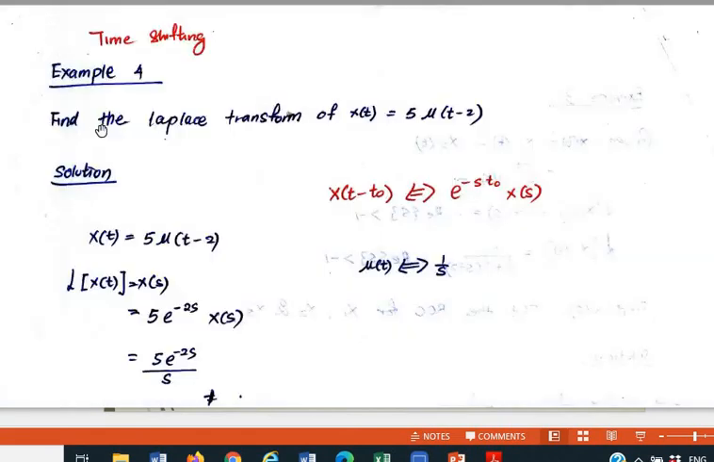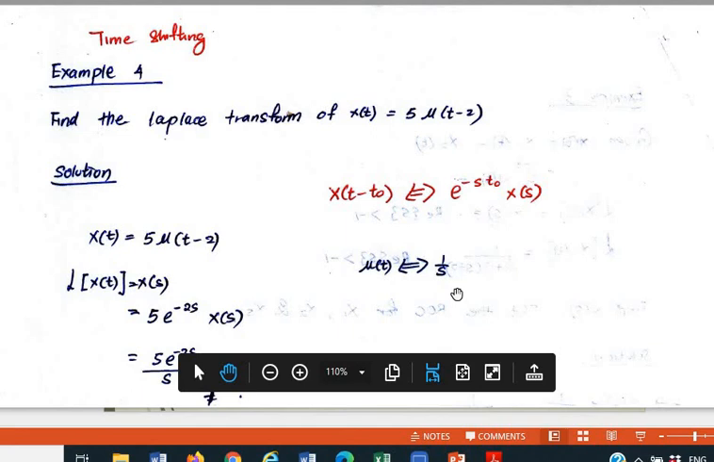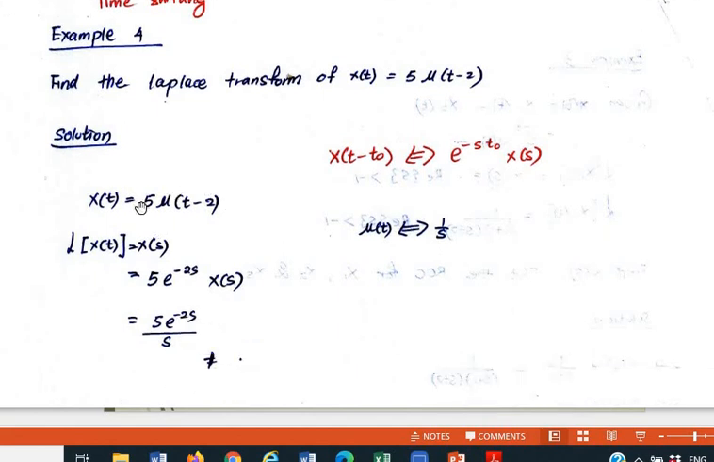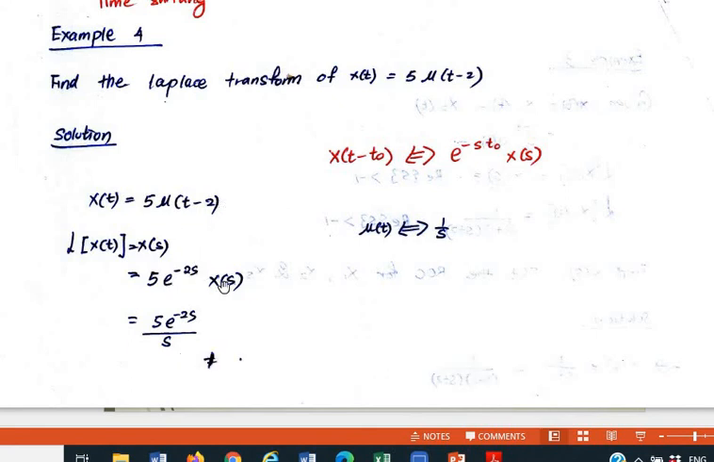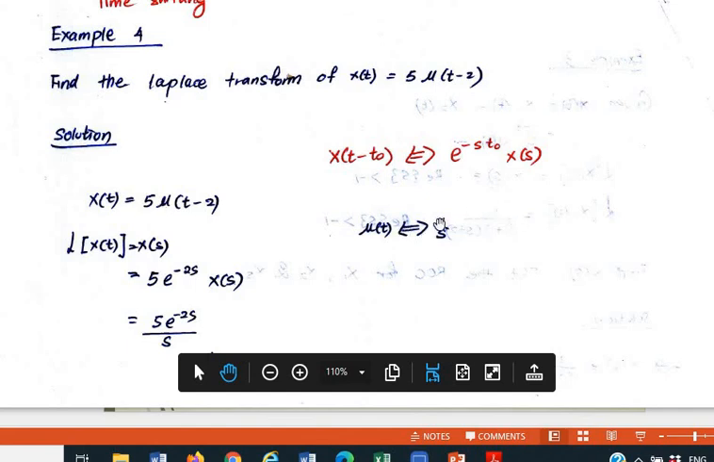We go to another example. Find the Laplace transform of x(t) equal to 5u(t - 2). As we know, the time shifting property gives x(t - t0) as exponent minus st0 X(s). So u(t) is 1 over s. So for 5u(t - 2), the Laplace transform of x(t) is 5 exponent minus 2s, because t0 is 2, so exponent minus 2s X(s). X(s) refers to u(t), which is 1 over s. So you have 5 exponent minus 2s over s.